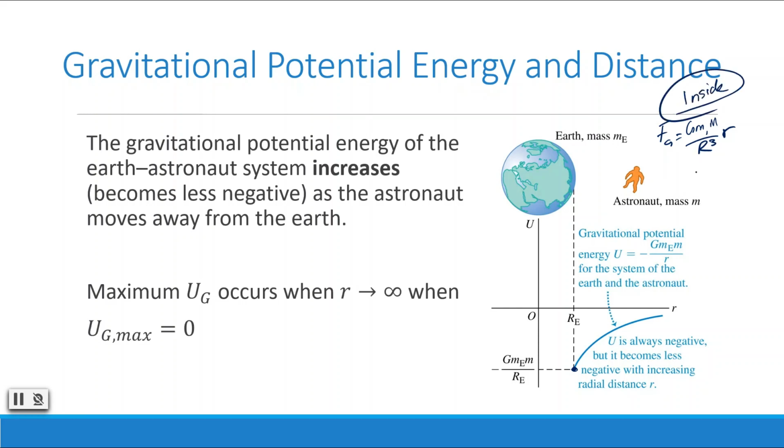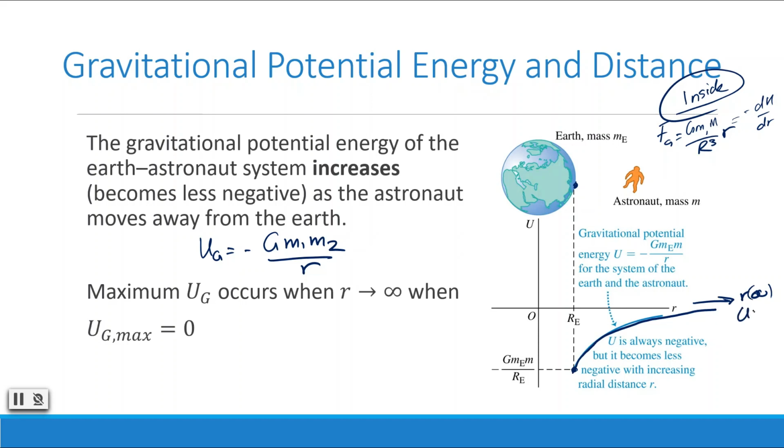And you could do that same derivation where you would set that equal to negative dU/dr. And you could then define what potential energy is going to be inside of the Earth. But for outside of the Earth, you get that your U_G is equal to negative G m1 m2 over r. And this negative 1 over r function is going to have a maximum negative value when you're close to the surface of the Earth, and it's going to increase, but get closer and closer to 0 as r approaches infinity.